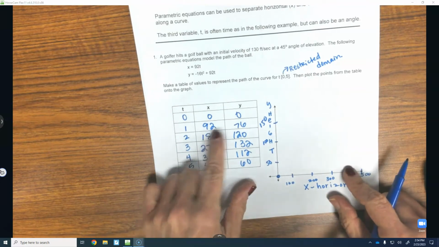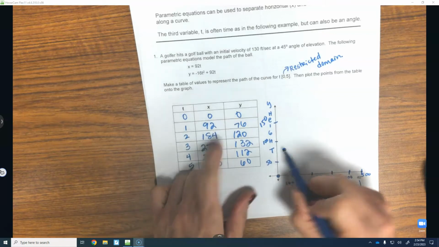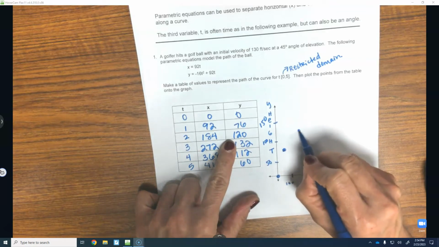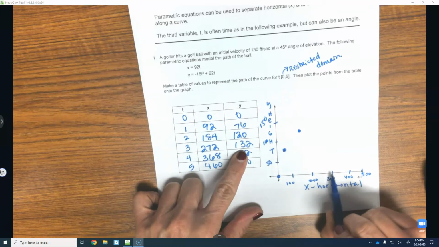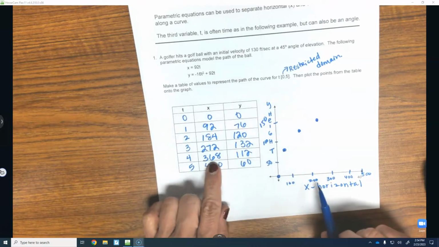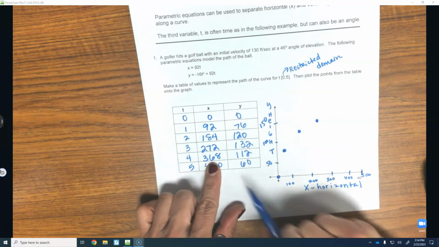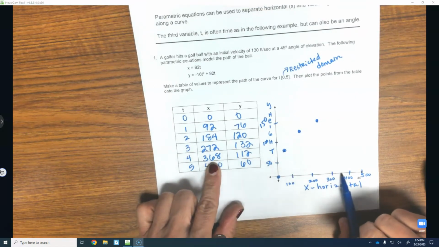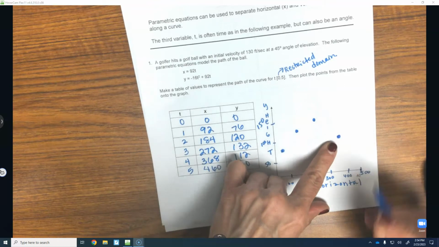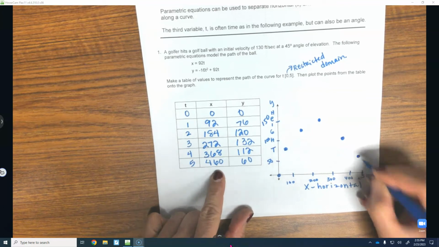Okay, so 92 and 76. 92 is like right here. 76 looks to be about right there. And then 184, 120. 272, 132. And guys, we're just kind of estimating. There's no grid lines on here, so we're just sketching where the ordered pairs might be. 368 is like right here, and then 112 is going to be climbing back down again. That looks like a good spot for where 112 would be. And then 460 and 60 is about right there.